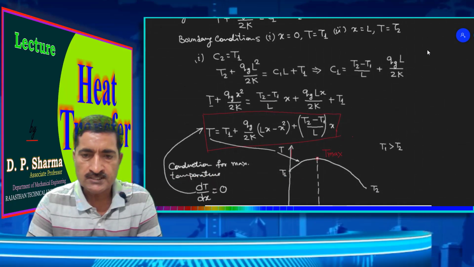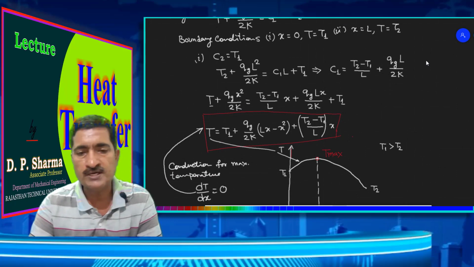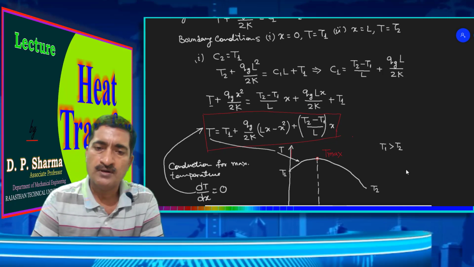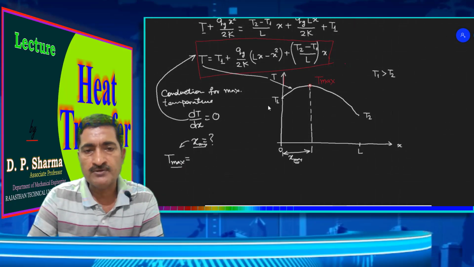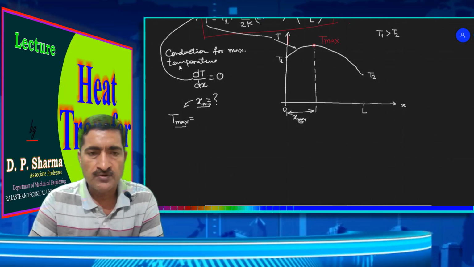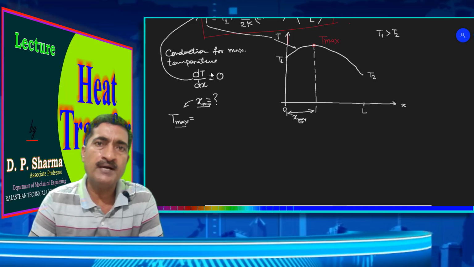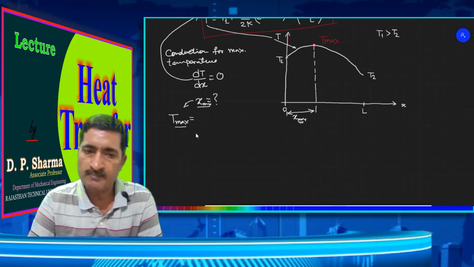The solution is T equal to T1 plus Qg by 2k into (Lx minus x square) plus (T2 minus T1) by L into x. This is the temperature distribution along the slab thickness. The condition for maximum temperature is dT by dx equal to 0; put it and we get x. This is the location where temperature is maximum.